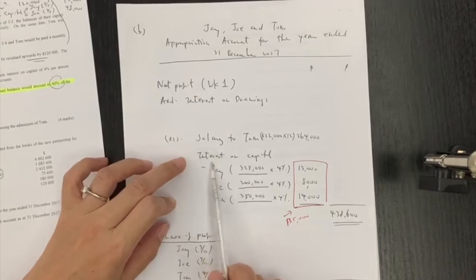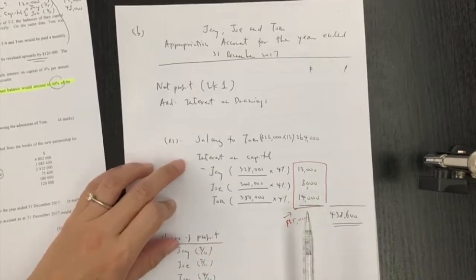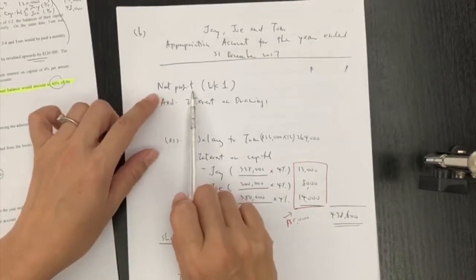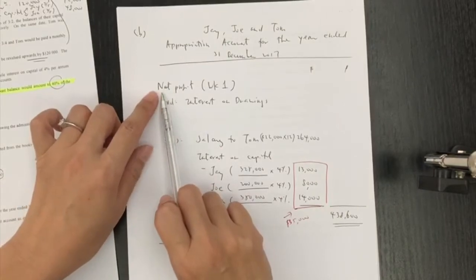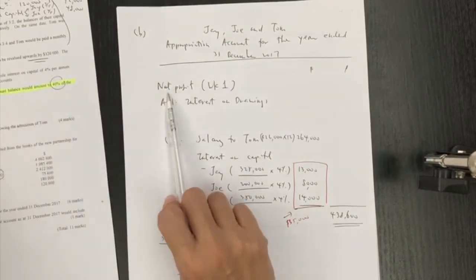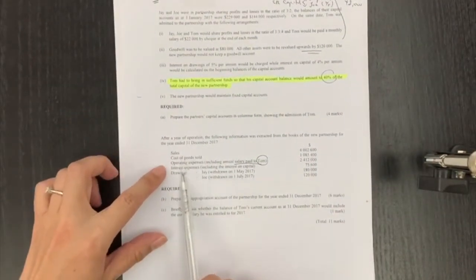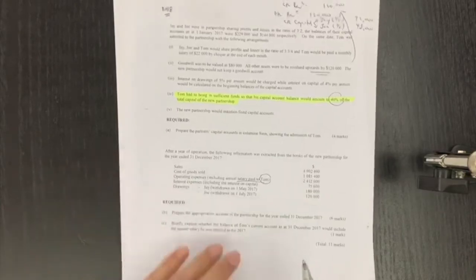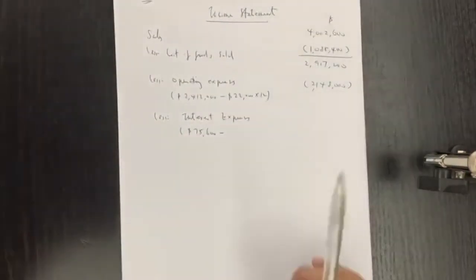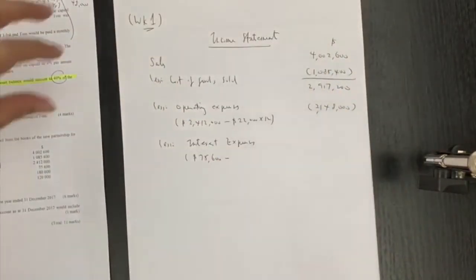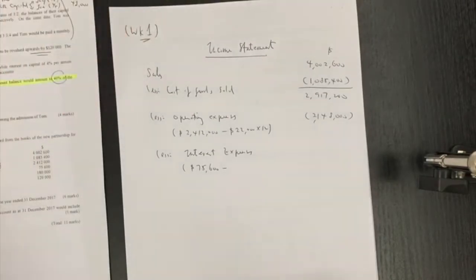Okay, so after we have finished all the straightforward things in the profit and loss appropriation account, like salary to Tom and interest on capital, now we go back to a difficult one. What do we start with in the profit and loss appropriation account? We start with net profits. However, in this question, net profit is not given to us directly. We need to show workings to work out net profits, okay? And here is my working, to find net profits.